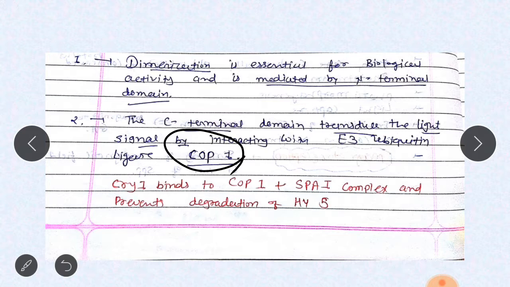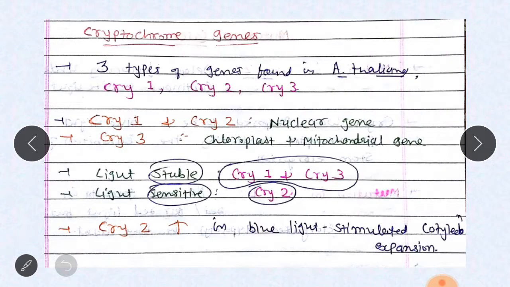So what happened? As the blue light is perceived by cryptochrome, cry1 is activated and goes to the nucleus and binds with the COP1, which is inactivated, and mediates the COP1 detachment from HY5. Now HY5 is free to mediate photomorphogenesis. The simple concept is there.